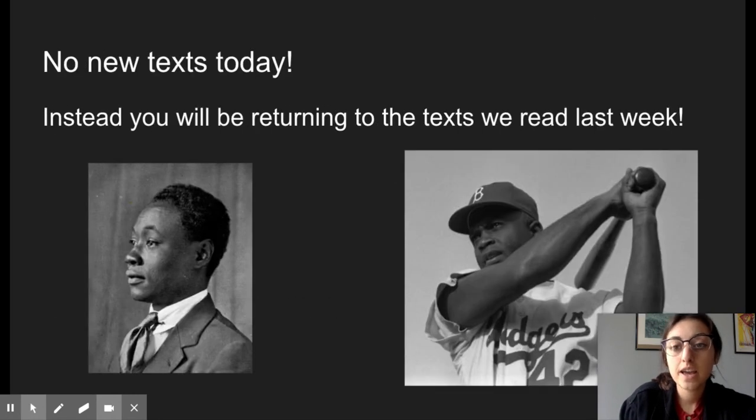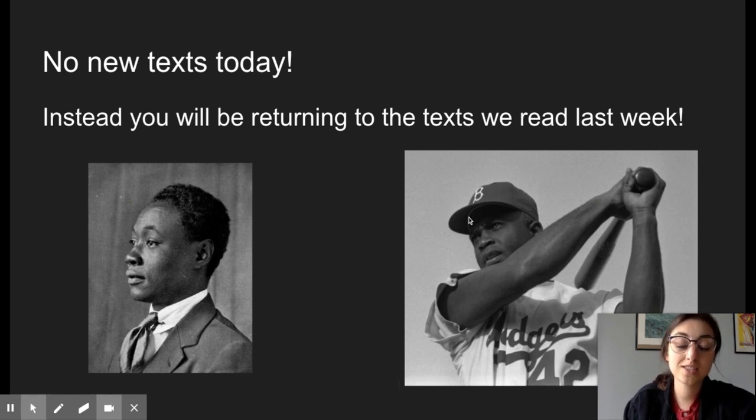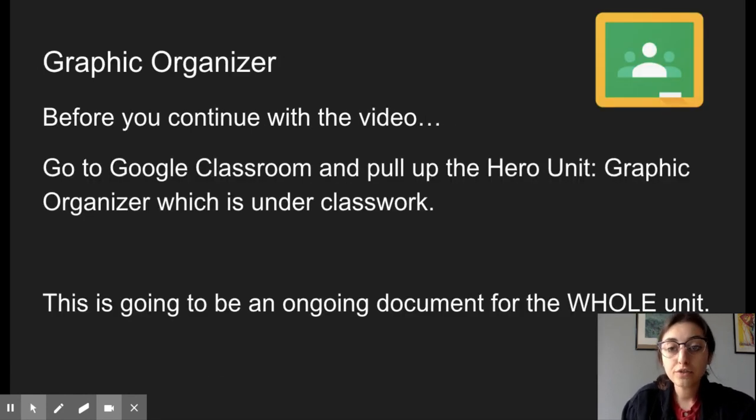So today we're actually not going to read any new texts. Instead, you're going to be returning to the text we read last week. On the left right here is Claude McKay, who wrote If We Must Die. And over here is Jackie Robinson, because our second text was about how Jackie Robinson changed baseball. So instead of reading the text today, you're actually going to be working on a graphic organizer.